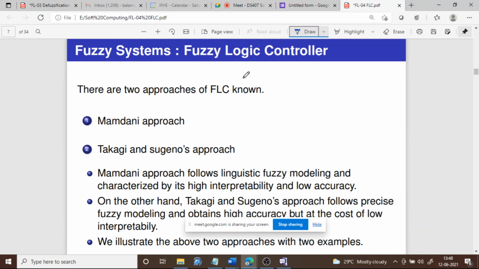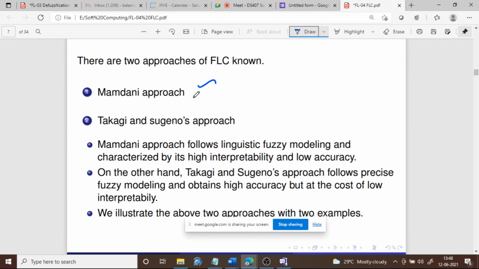There are basically two ways in which the fuzzy logic controller can be implemented. The first method is called the Mamdani approach. The second technique is called Takagi and Sugeno's approach. These are the two techniques for implementing a fuzzy logic controller.